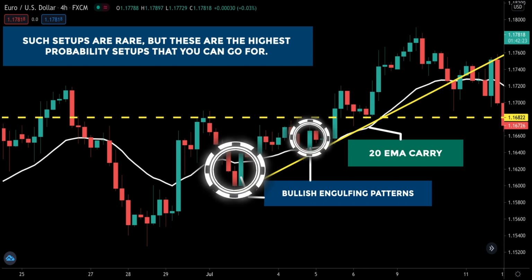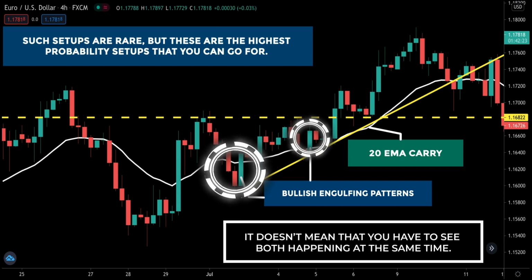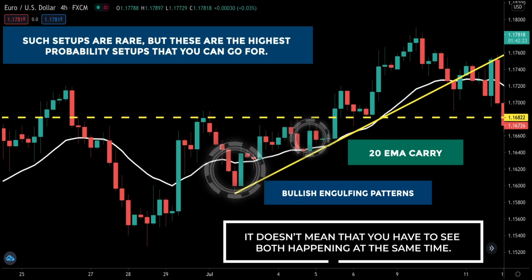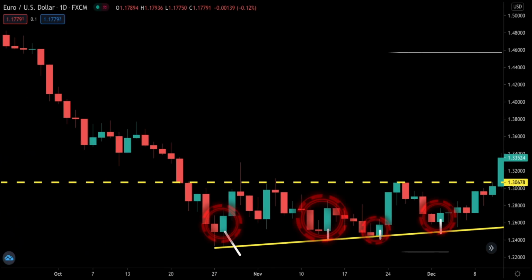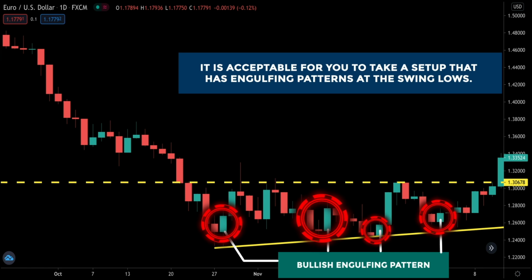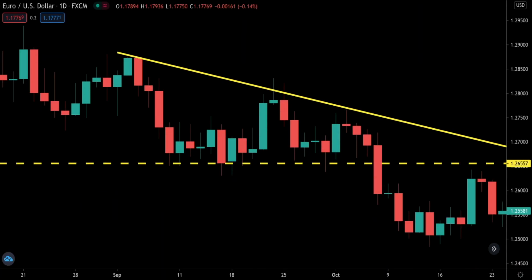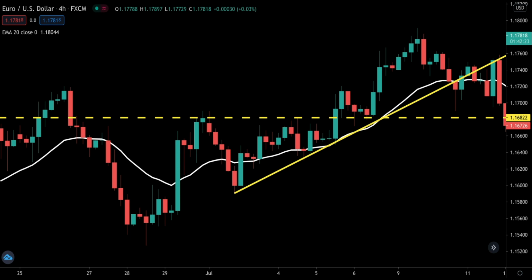Don't get me wrong though, it doesn't mean that you have to see both happening at the same time. It's acceptable for you to take a setup that has engulfing patterns at the swing low. You do not need to see both happening at the same time. You can apply this for the descending triangle, which is the opposite of an ascending triangle, as well. Now that you understand how to identify high probability breakout setups, let me quickly run you through how to trade these setups just to be thorough.